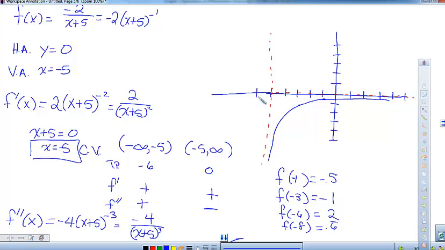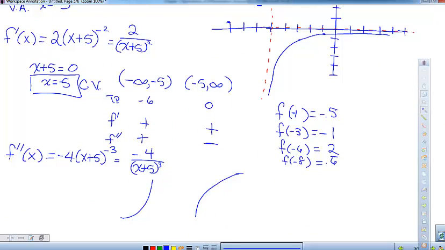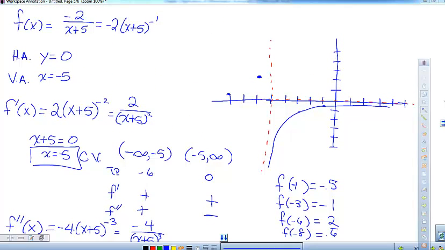If we look on the other side, we've got f of negative 6, and you all said it was 2. And then f of negative 8 is basically this. Our piece should look like that, and so we'll have our asymptotes. So the function does this. These points were arbitrary. I chose them. You could have chosen something else.